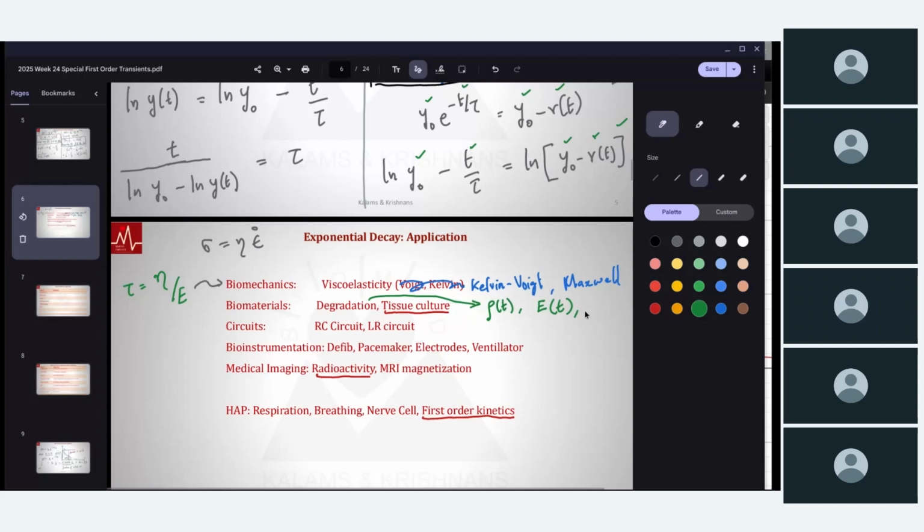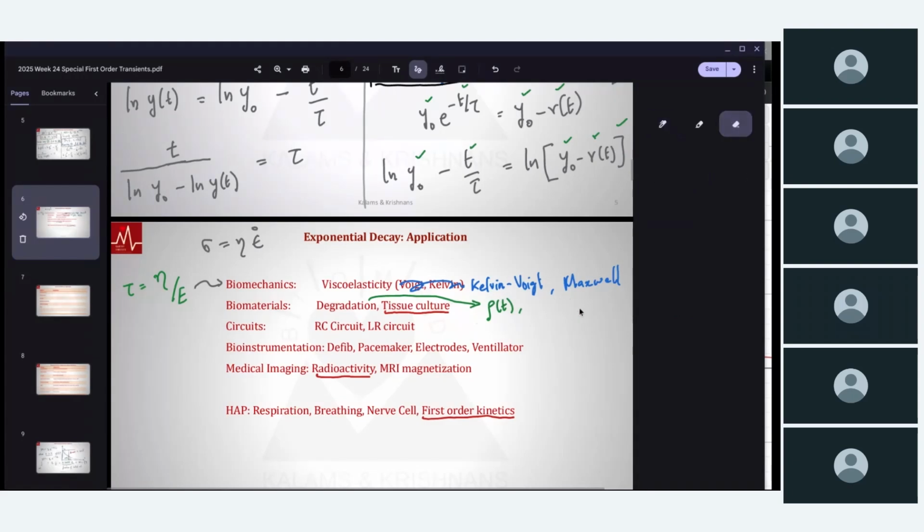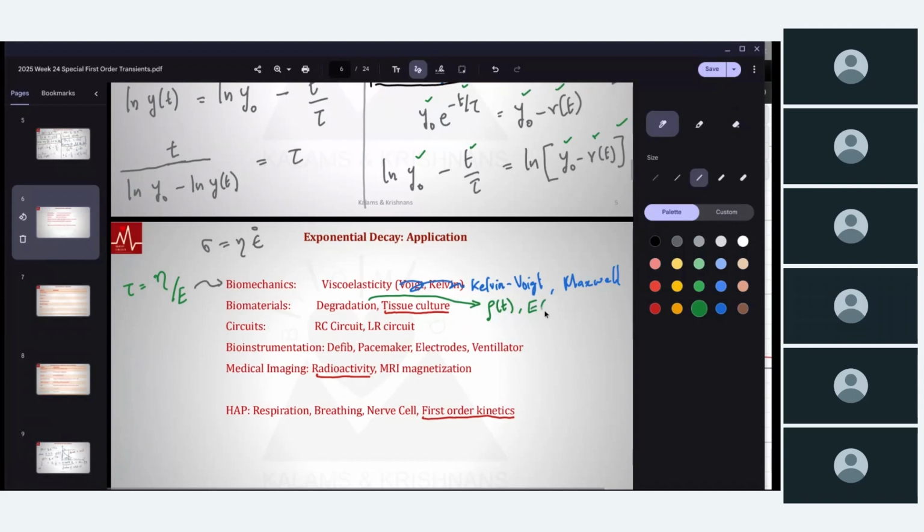So any property as a function of time, for example the number of side chains in a polymer. Side chains keep on getting cut, which might be the reason for the underlying degradation in strength or density. Any property as a function of time is typically seen this way: E of t, any property of t, a property that is a function of time.